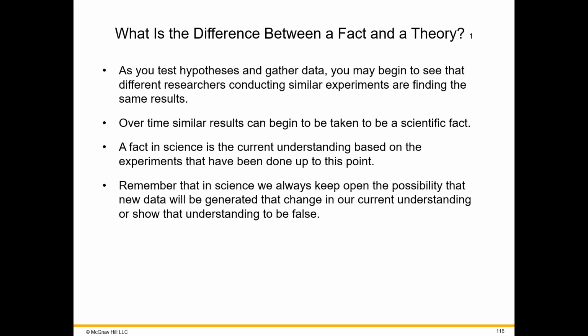a fact in science is the current understanding based on the experiments that have been done up to this point, meaning that up to this point in time, let's say 5 experiments have been done by 5 different people, but the same methodology has been used and it gave the same results, and all the same 5 scientists said this is a scientific fact. That is the fact at that moment.